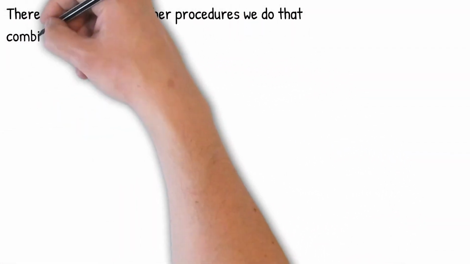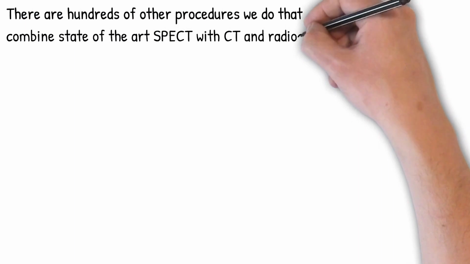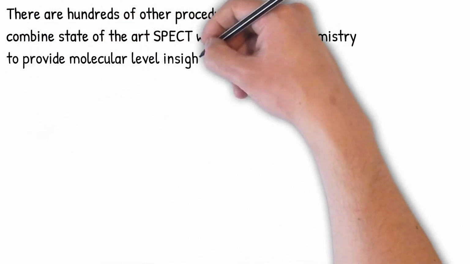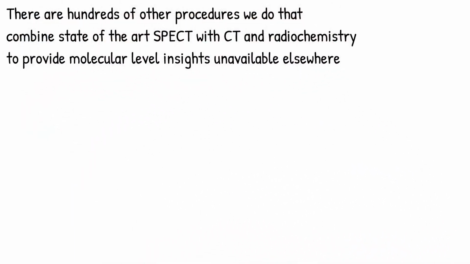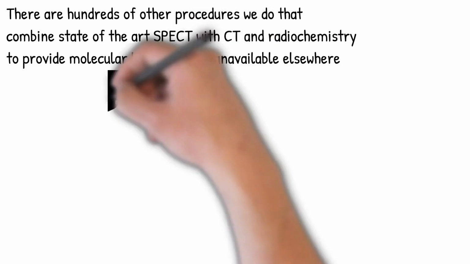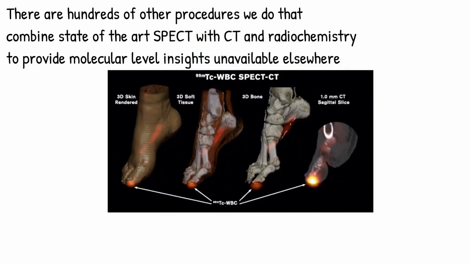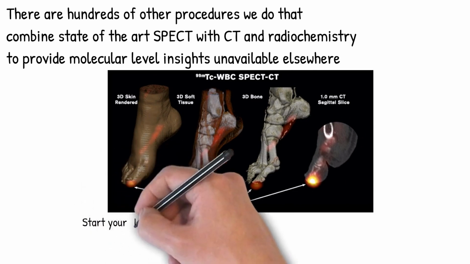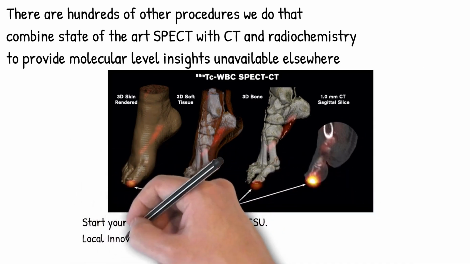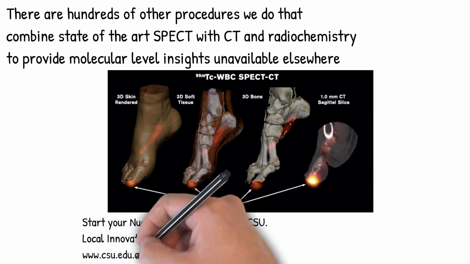It should be kept in mind that there's hundreds of nuclear medicine procedures that we do using SPECT and PET and CT combined with our radiochemistry to provide molecular level insights. These procedures and insights are not available elsewhere. And of course, it's really important to know that this presentation has only given you a small snapshot of what's available. Here's an example of infection imaging using white cell labels, combining SPECT as well as the CT.